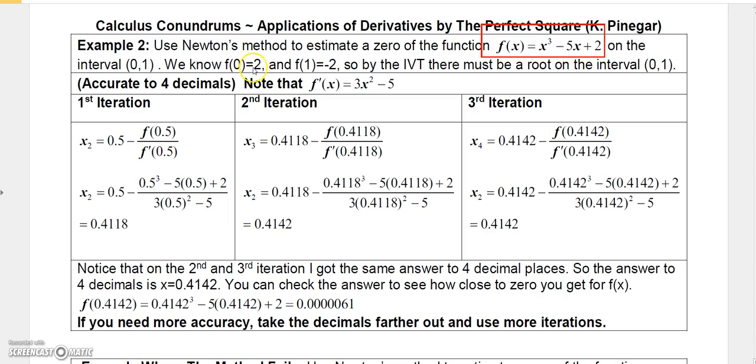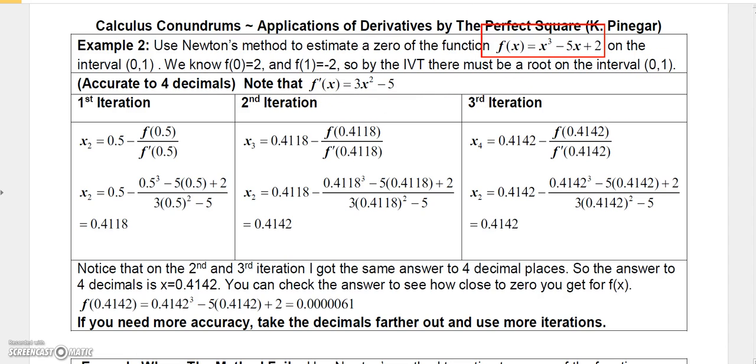If I evaluate the function at 0, then I get 2, and if I evaluate the function at 1, I get minus 2. So by the intermediate value theorem, there must be a root in 0 to 1. So I'm going to start with 0.5, the number halfway between there.